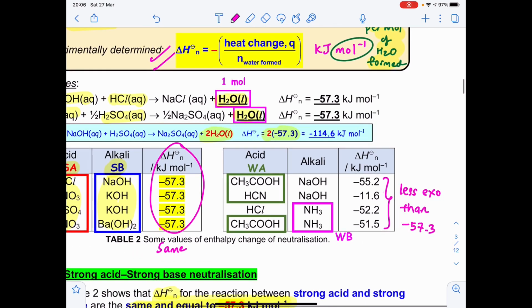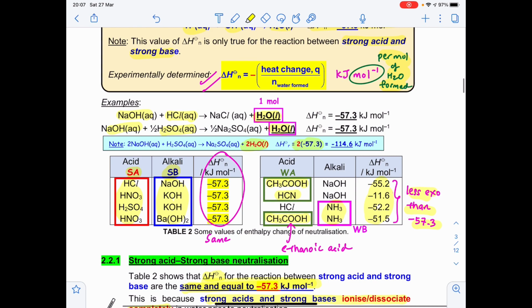Let's look at this table. These are weak acids. This is ethanoic acid. It's an organic acid. Organic acids are weak. Ammonia is a weak base. Organic bases are also weak. If the neutralization involves a weak acid or weak base, or both a weak acid and weak base, then the enthalpy change of neutralization will be less exothermic than minus 57.3, which means less heat is released per mole of water formed. So let's look at the reason why.